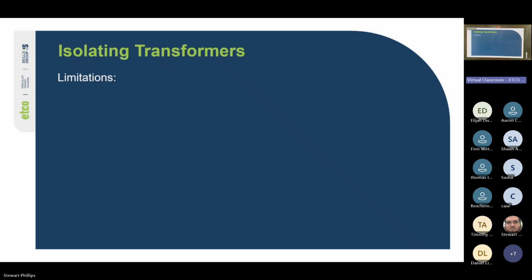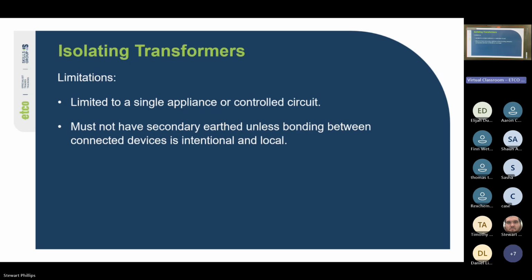So the limitations, so we're limited to a single appliance or controlled circuit. And we must not have secondary earth unless bonding between connected devices is intentional and local. So why do we usually connect only one appliance per isolating transformer? So why would we only want to use one device or circuit per isolating transformer?